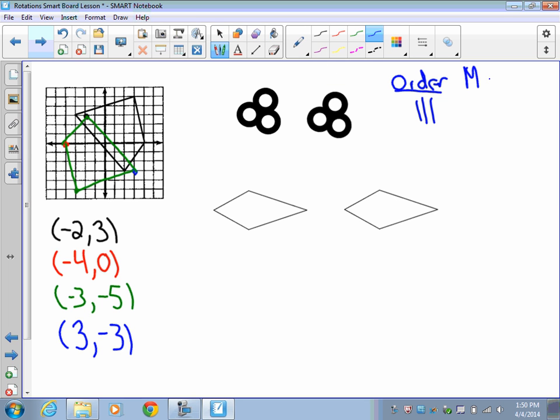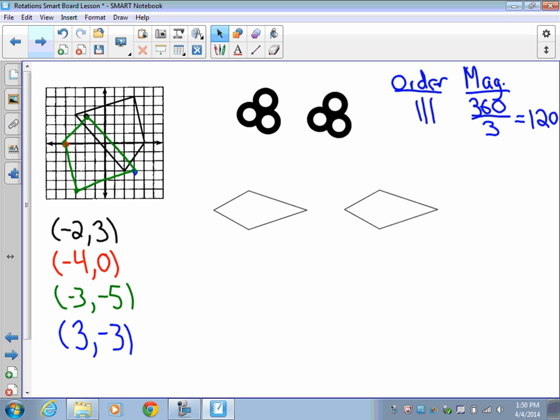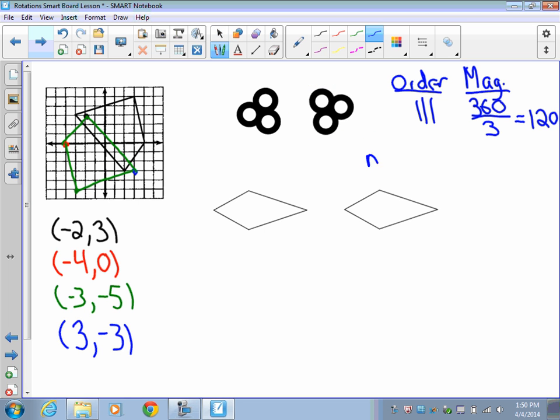So the magnitude is going to be 360 divided by 3, which is 120. That means every time I rotate 120 degrees, it's going to repeat itself. Lastly, does this have point symmetry? Is it the same shape when I turn it upside down? The answer to that is no. So there is no point symmetry.